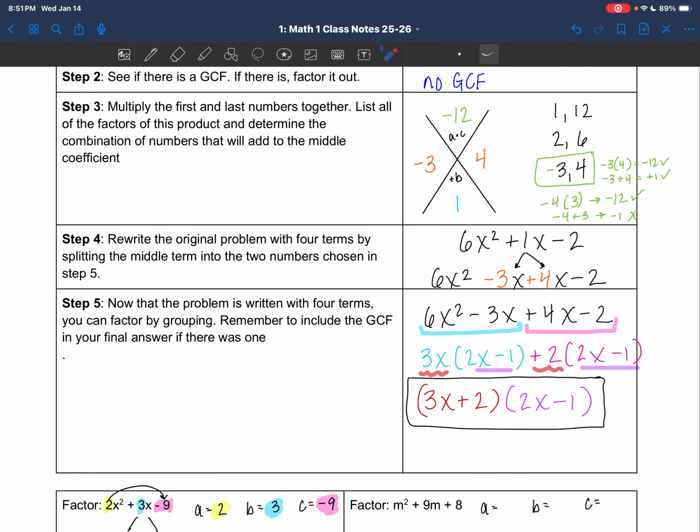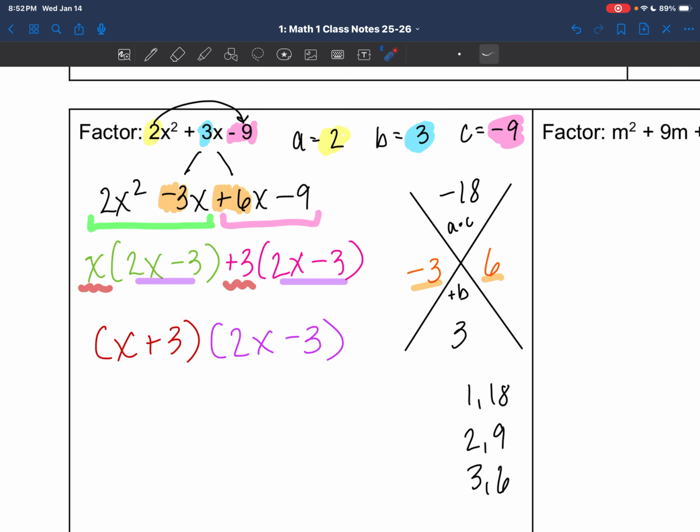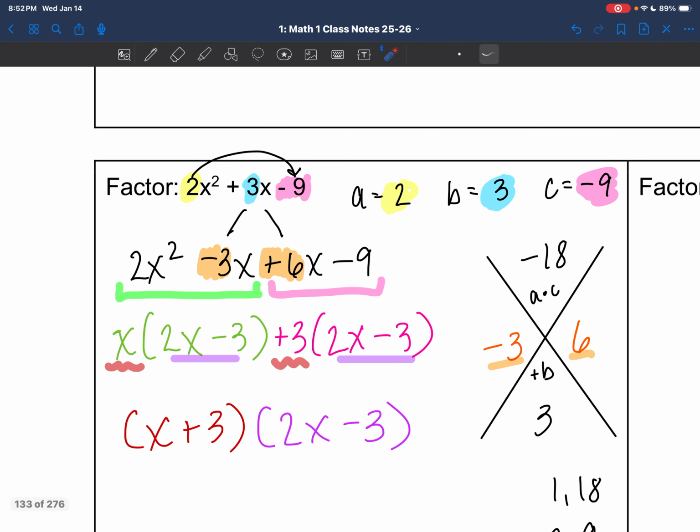So it looks like a lot of steps at first, but once you get past this part and figuring out which factors to use, the rest is just following the steps from what we've done before. So let's go ahead, let's get started here.